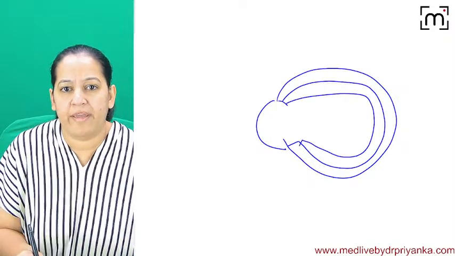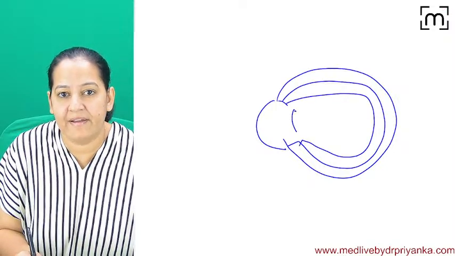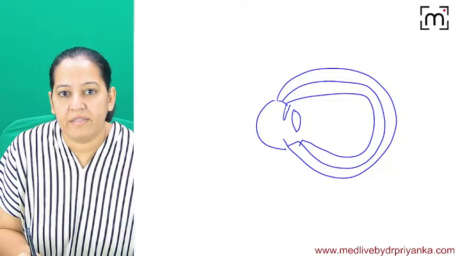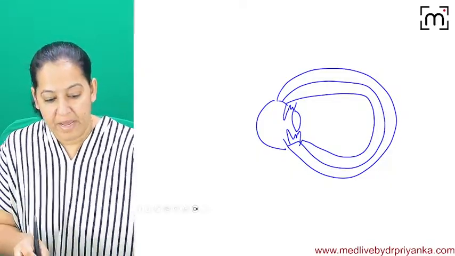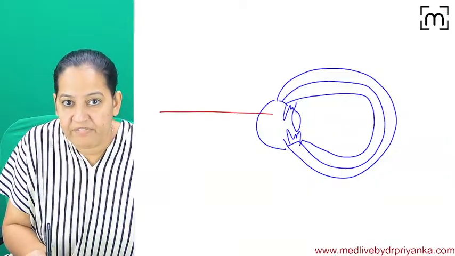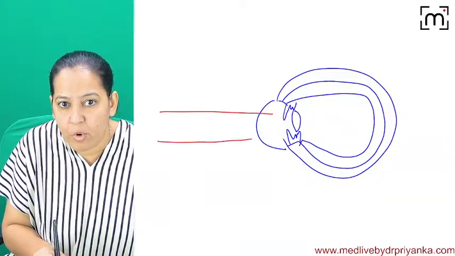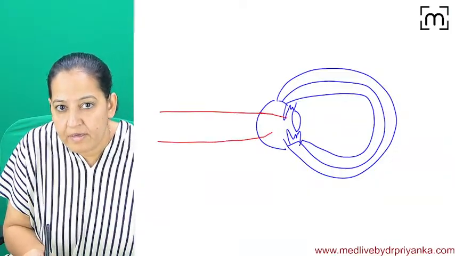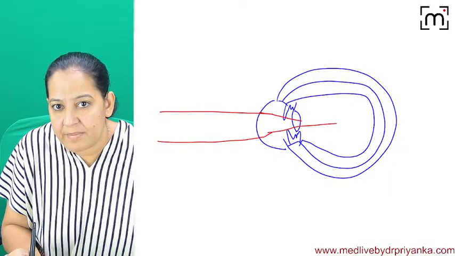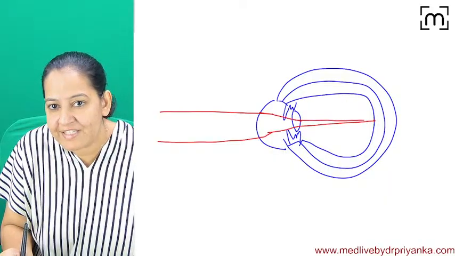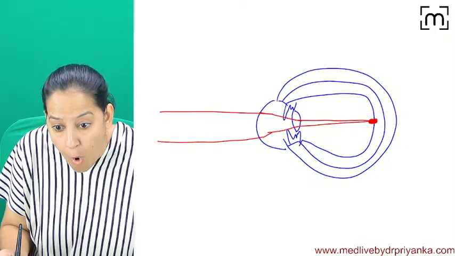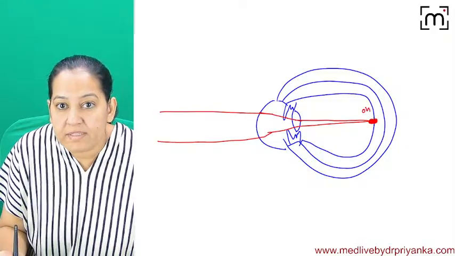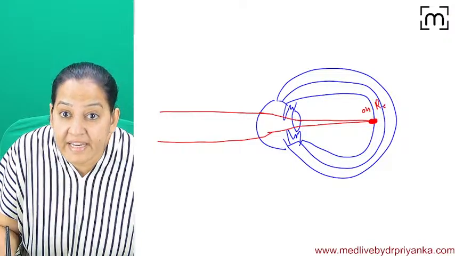A rough diagram I'm drawing. This is the lens here I'm drawing. Okay, and this is the iris and ciliary body, a rough diagram. So when the rays come from infinity, a little bit of convergence is done by the cornea, then further convergence is done by the lens, and they converge them in such a way that finally the focus is on the retina.